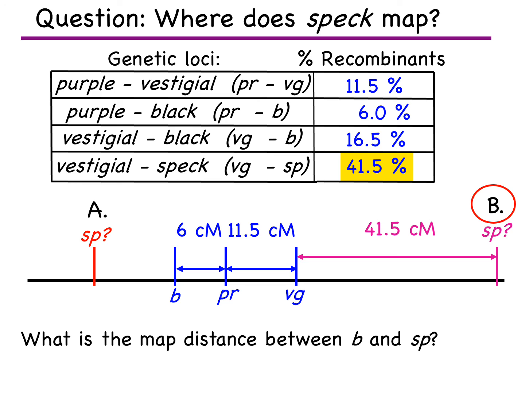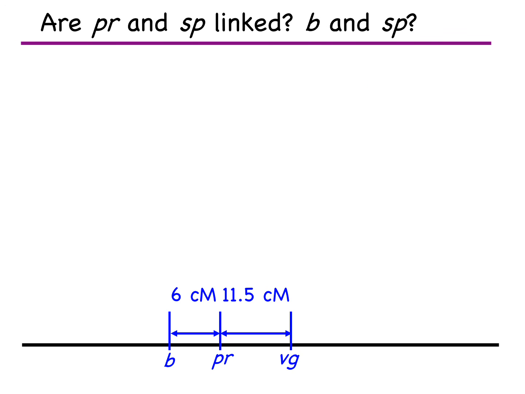So what is the map distance between black and spec then? Basically the way we calculate this is we just add up the number of map units between black and purple and vestigial and spec. So that total should add up to 49 centimorgans. So are purple and spec linked? Are black and spec linked? And the answer to that question is no.